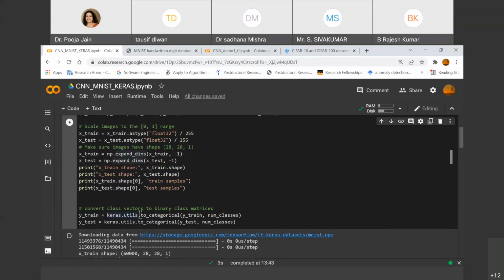Then we want it to be converted into a vector. In total, how many categories are there? 10 categories. So we want the output to be converted into a vector of size 10, in which all the values will be 0 except that the second position value will be 1. For that we use this utility function, keras.utils.to_categorical. The training set labels as well as the testing set labels are converted for a better representation.